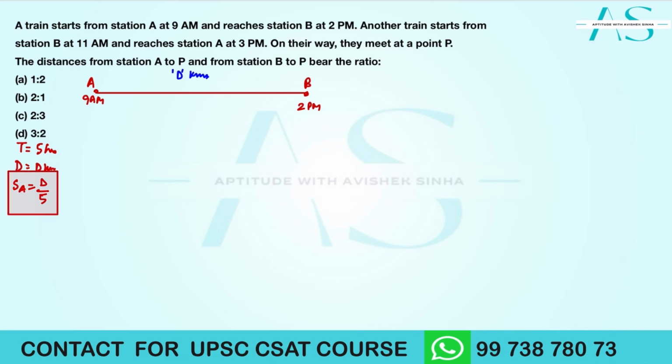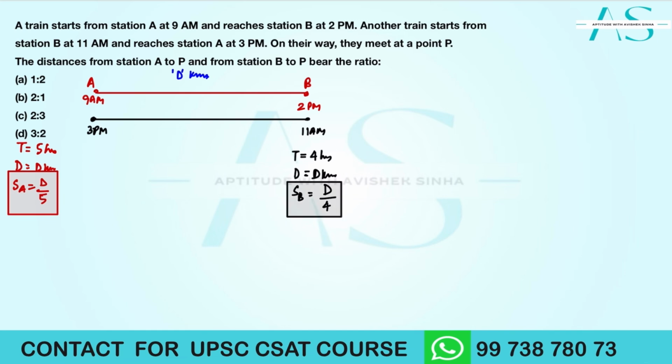Similarly, we have another train starting from B and it reaches point A. It starts at 11. ये late start हो रहा है, 2 hours delay, but it reaches at 3 p.m. So it is actually a faster train. So इसके लिए अगर मैं बात करूँ, the time taken here is only 4 hours. Distance covered is the total distance, which is d kilometers. Speed for train number 2 is actually d by 4. I hope they are following this.